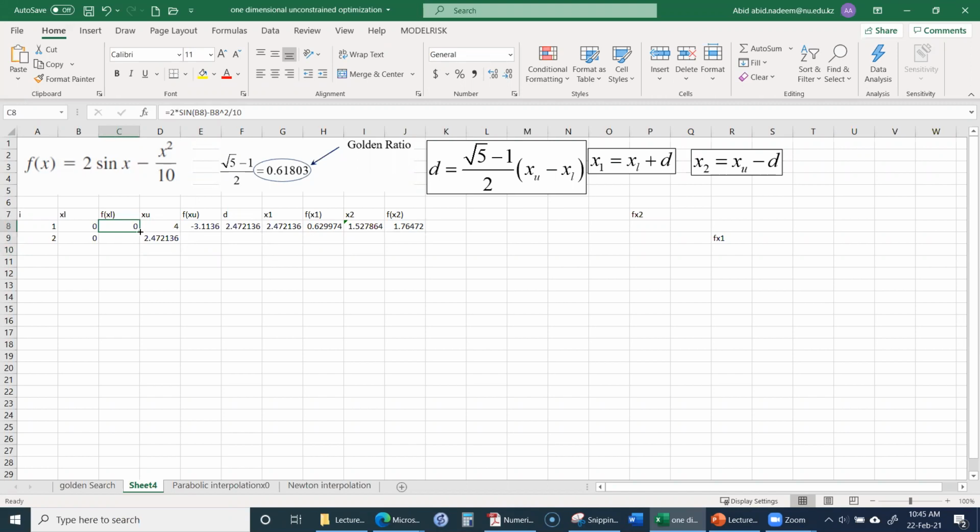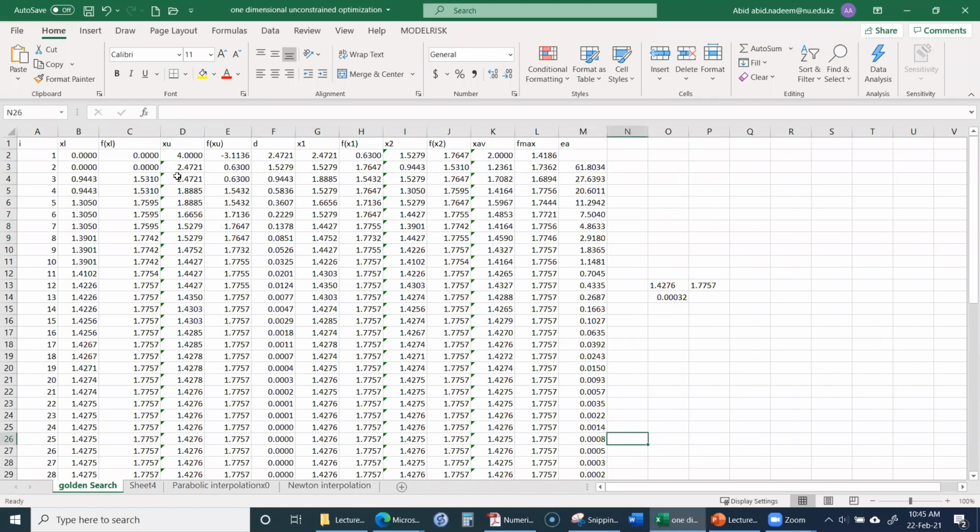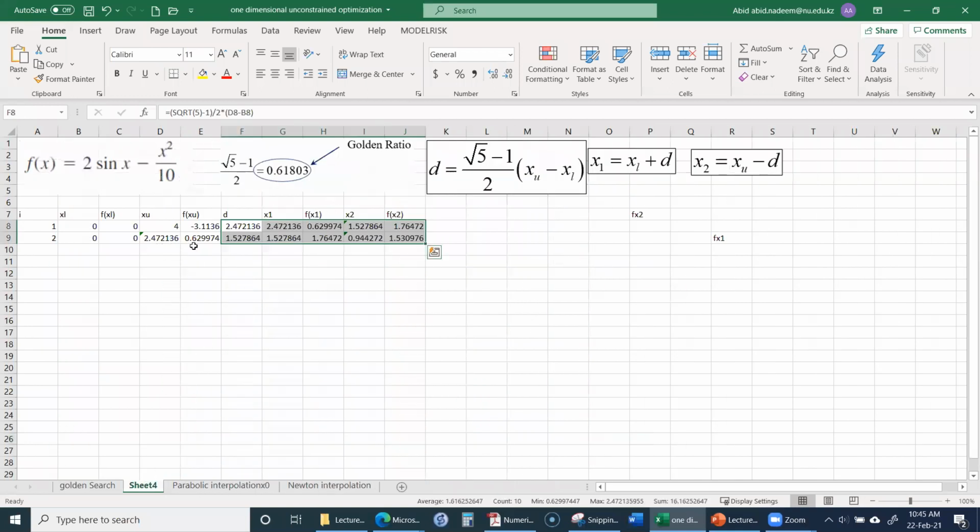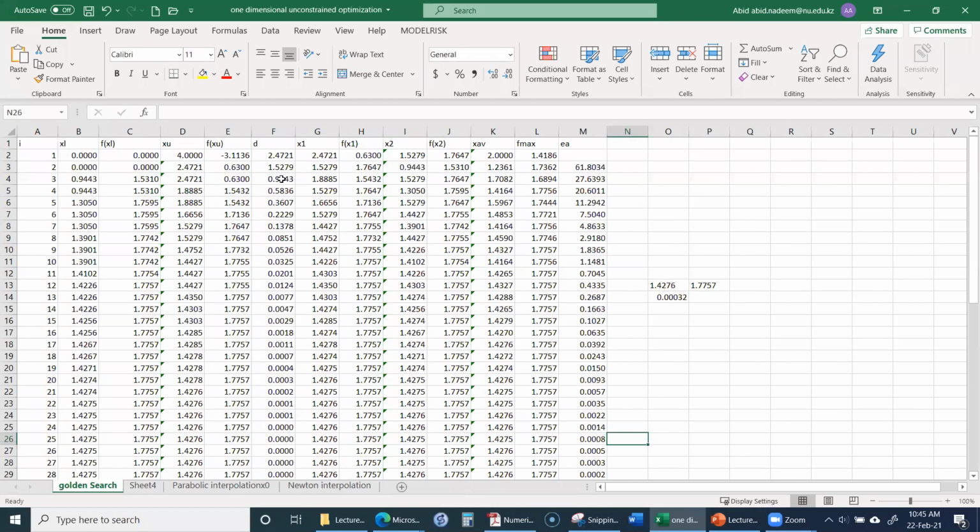So anyway, I will copy this value, and then I will copy this value, and the value of D will now be found, and then other values can be calculated. I have calculated it before over here. So it was like this: 2.472, 0.63, and 1.52. Yeah, 1.52 it was before.